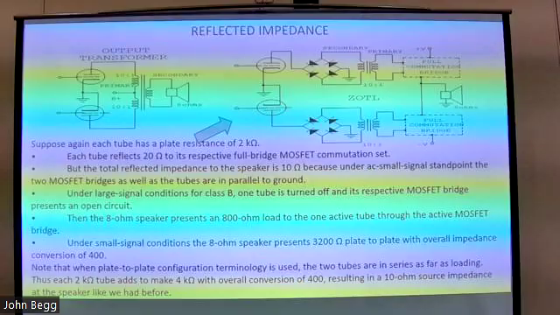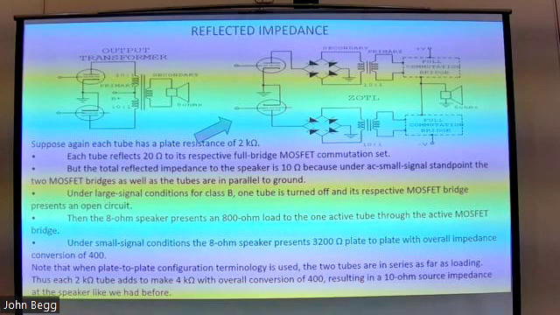Note that the plate to plate configuration terminology is used. The two tubes are in series as far as loading. Thus, each 2K tube has to make 4K with overall conversion 400, resulting in parallel source impedance to the speaker like we had before. As I said, you really have to think about this. I don't expect anybody to really follow it very well, but I wanted to present the technical issues just so I'm not just lying about stuff.